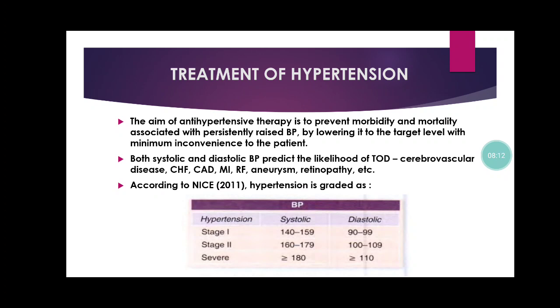The National Institute of Health and Care Excellence 2011 has classified hypertension into 3 stages. In stage 1, the systolic BP ranges from 140 to 159, whereas the diastolic BP ranges from 90 to 99. In stage 2, the systolic BP increases to 160 to 179, whereas the diastolic BP rises to 100 to 109. In severe hypertension, the systolic BP is more than 180, whereas the diastolic BP is more than 110 mm of Hg.